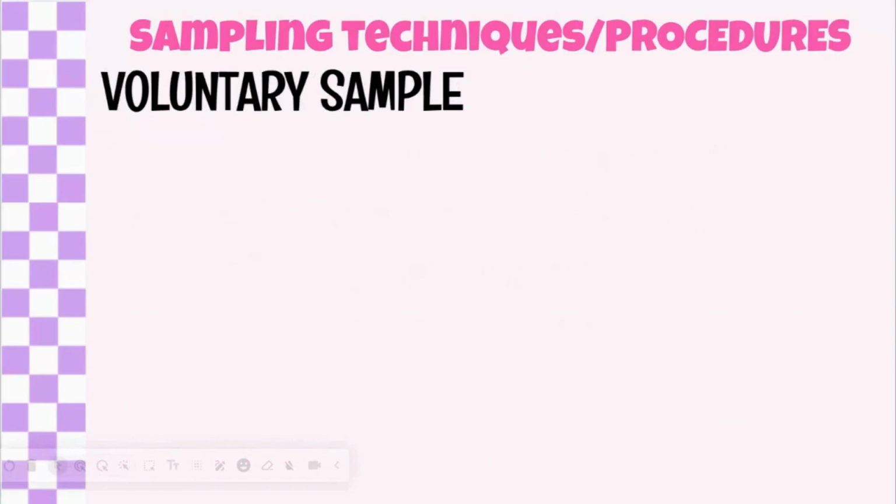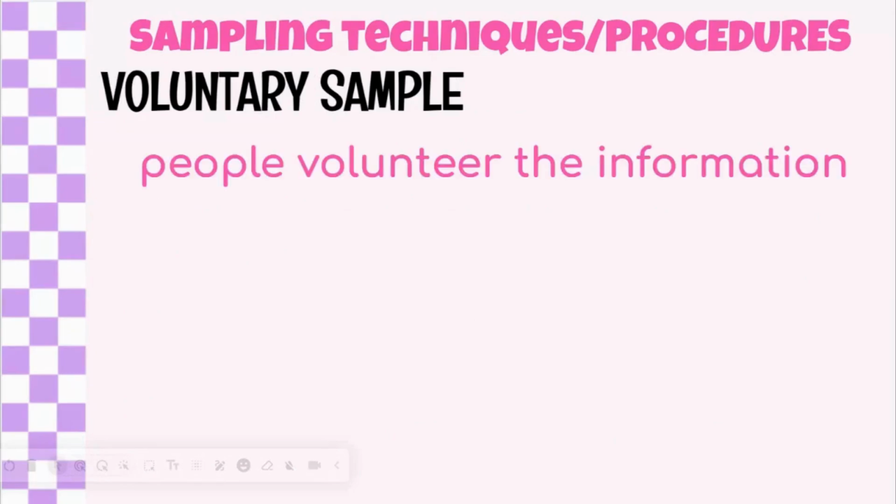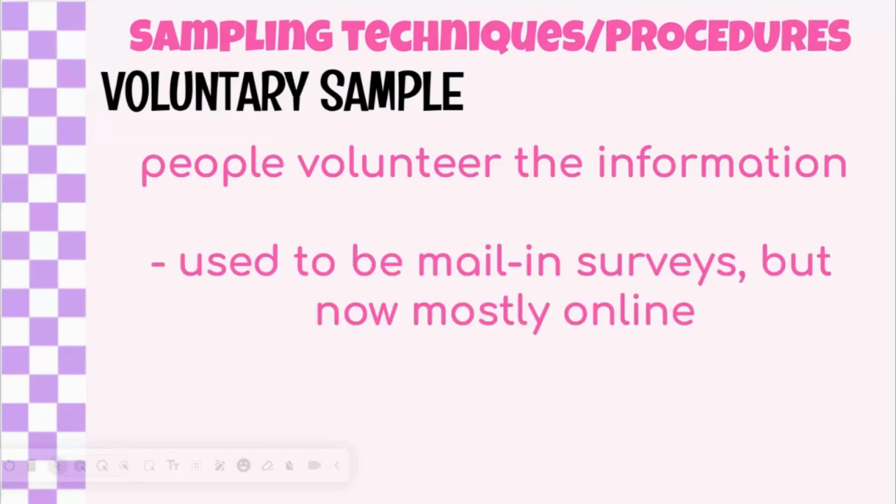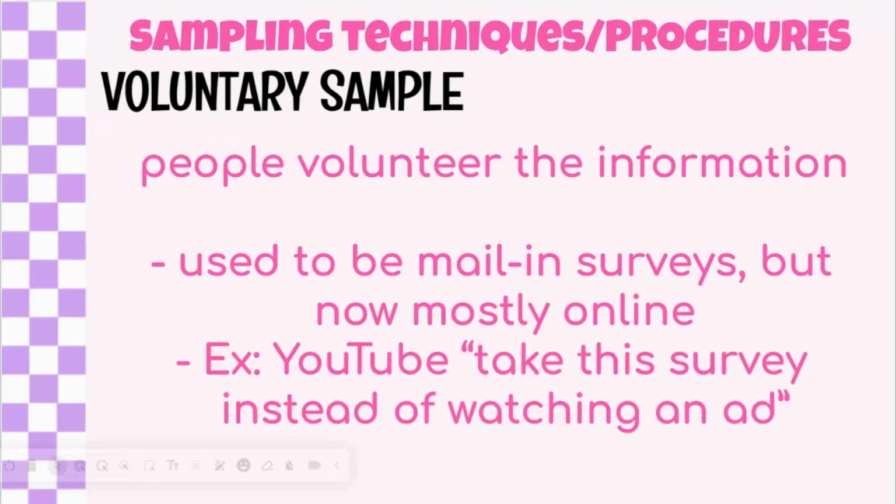The second option is going to be a voluntary sample. Now, a voluntary sample is not going to give you the best results. People are going to volunteer the information. It used to be based on mail-in surveys, but now it's mostly online. You'll see surveys that pop up from time to time. An example of this is every now and then you'll be watching YouTube and it'll say, take this survey instead of watching an ad. You are voluntarily giving information to that survey. And whether or not you're answering those questions correctly, it still does flaw the survey. So voluntary samples, not the best option.